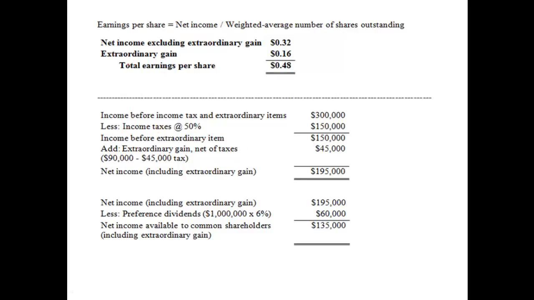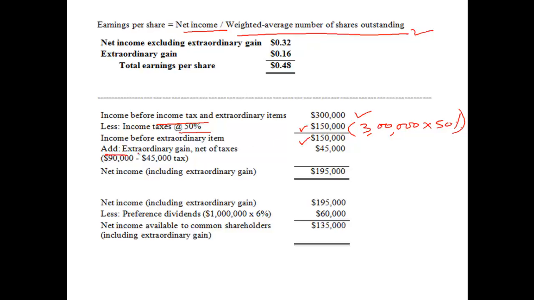Now coming to next, the formula to calculate earnings per share is net income divided by weighted average number of shares outstanding. So we need to calculate both the things. Income before income tax and extraordinary items is $3 lakh as given in the question. Income tax rate is 50%. So 50% of 3 lakh will be 1,50,000. So income before extraordinary items will be $1,50,000.